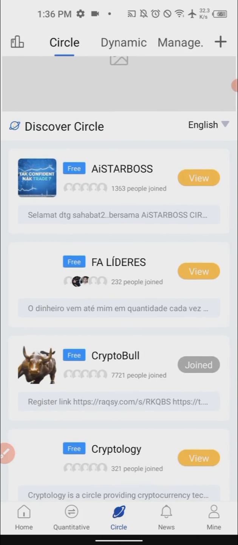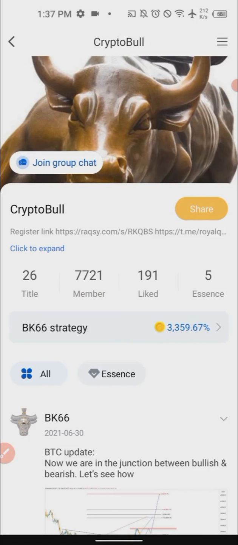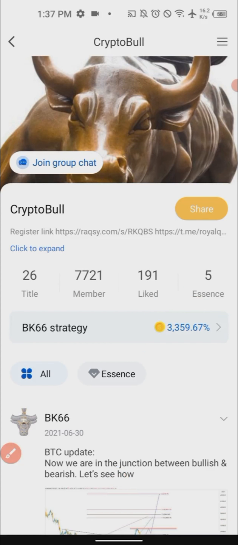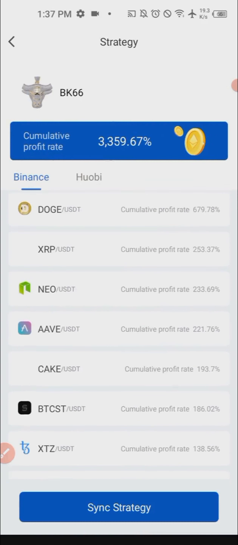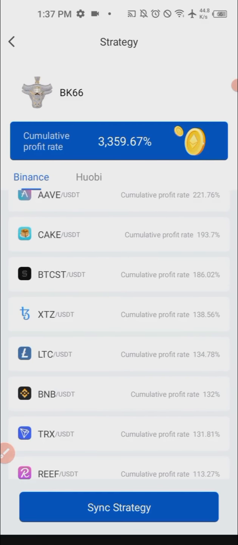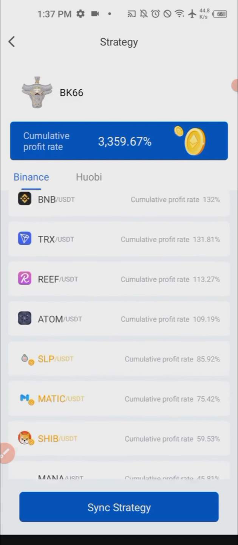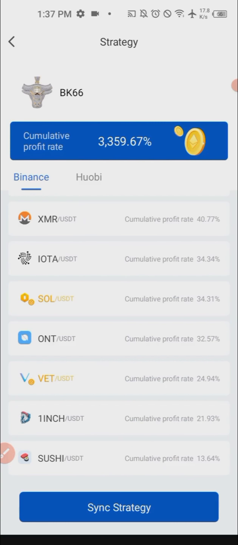For example, this Crypto Bull, one of the best, they have over 7,000 users already. Once you click on them, you can see this is the profit they have made thus far, 3,359%. This is the percentage of profit they've made thus far while trading. Once you click on the arrow in front of the percent, these are the various coins they are trading. Also, sometimes this can be a very good way for you to see trending coins or high valued coins, and to know some coins you need to investigate.